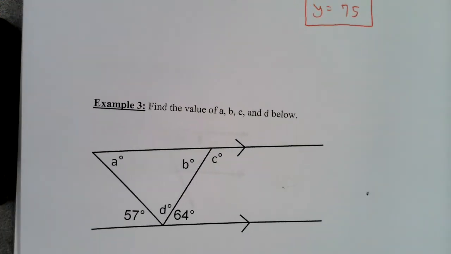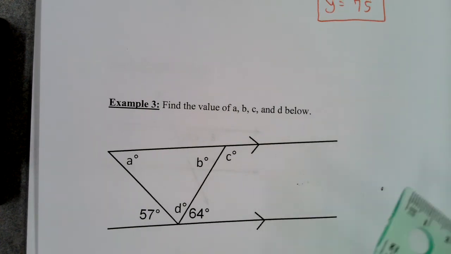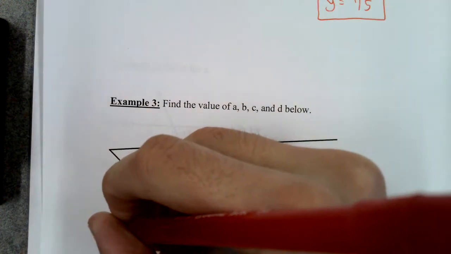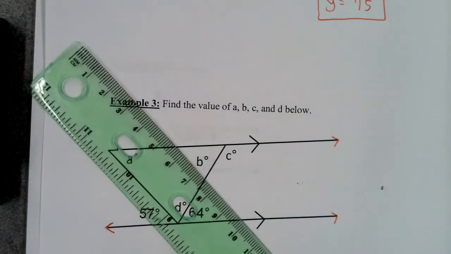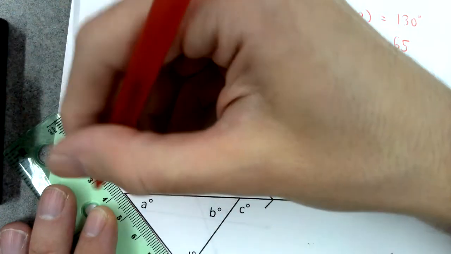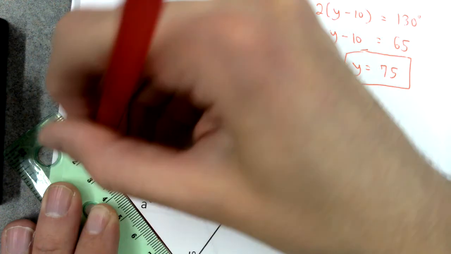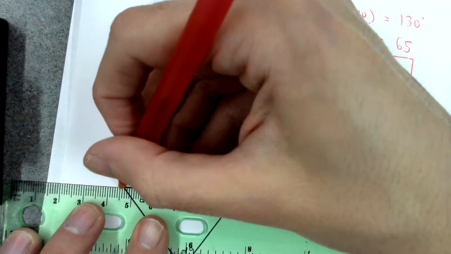Example 3, find the values of A, B, C, and D below. So this might be confusing, but this might help people if you were to draw an arrow there, and an arrow there, and an arrow there, and then extend these transversals to help you see better. So it matches the diagrams on the first page. This is all fine. I'm not breaking any rules here. I can do this.